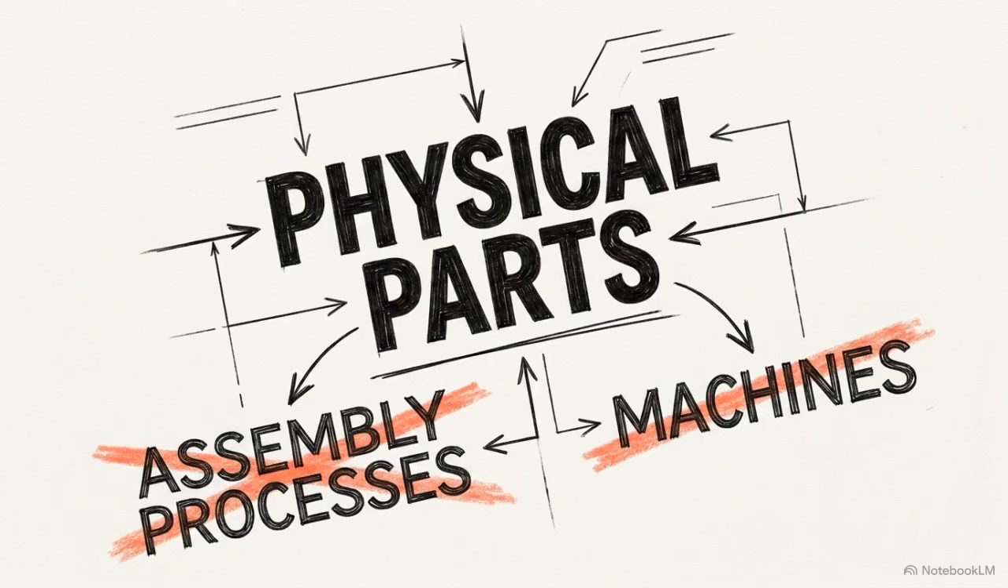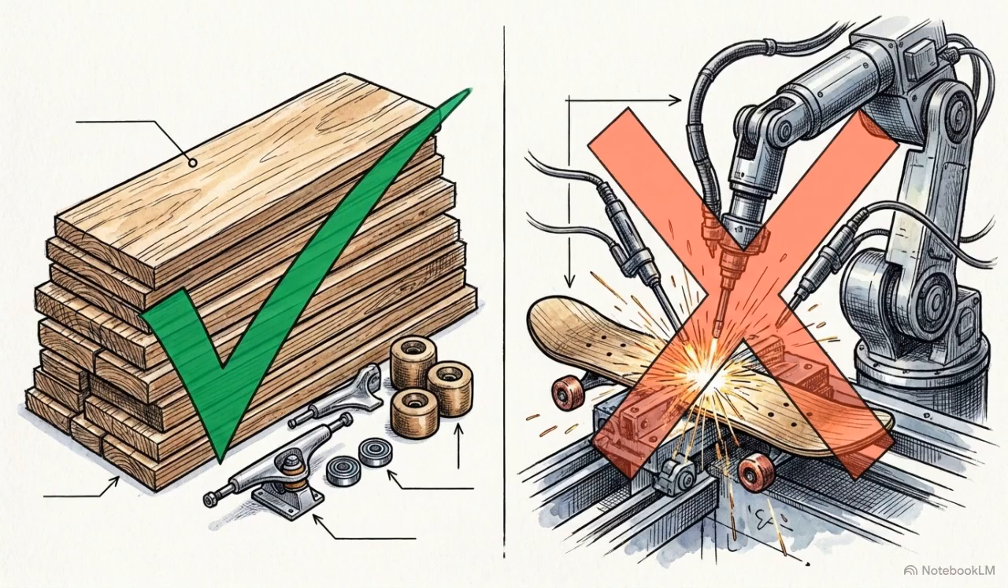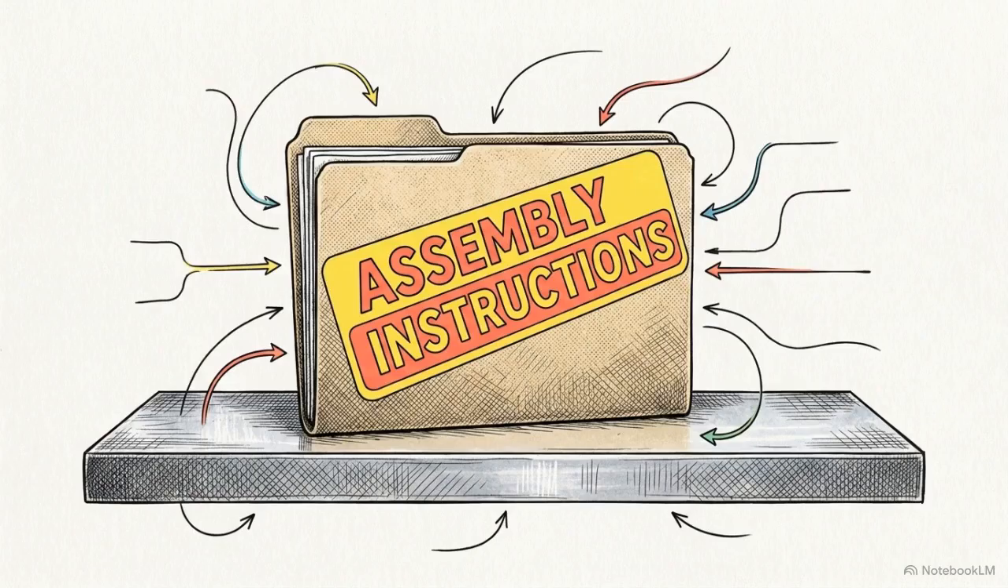It is also important to note what a BOM is not. It is strictly a list of materials. It tells you what goes into the product, but it doesn't describe the assembly steps or the machinery used. Those instructions are kept in a separate document called a routing file.